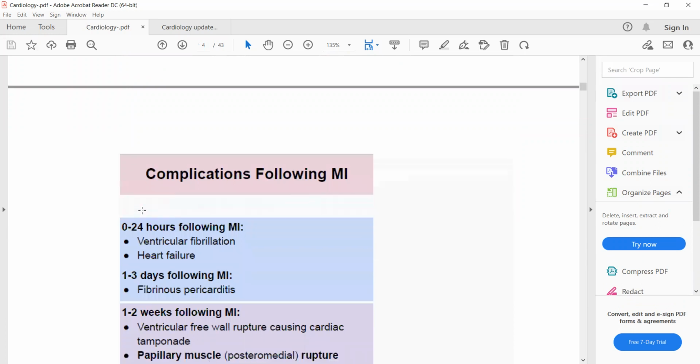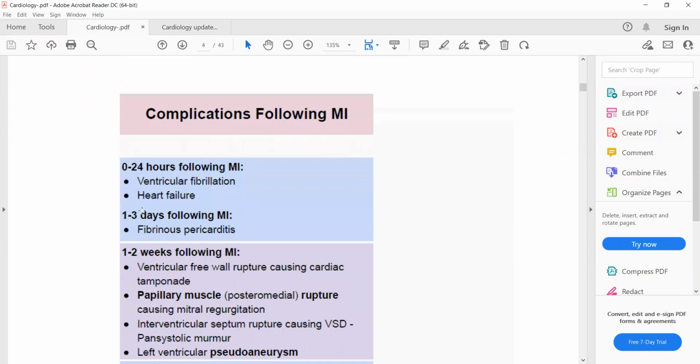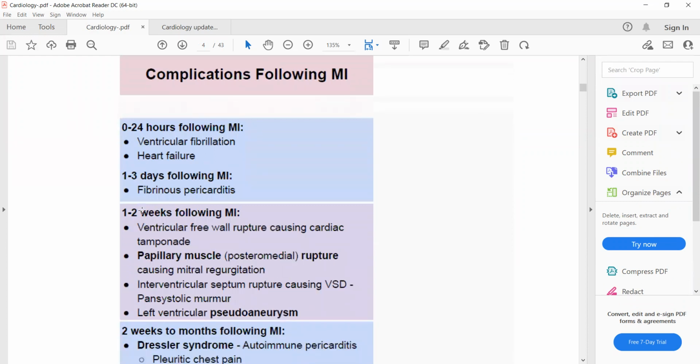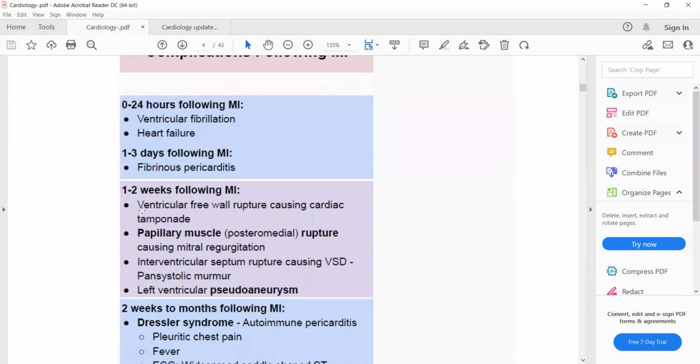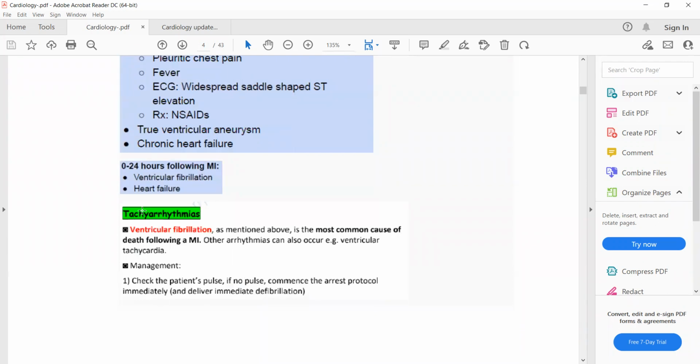Now we are going to discuss some complications of myocardial infarction. What are the immediate complications and what are the long-term complications of MI? There are two immediate complications of MI that can occur within minutes to hours, or within 24 hours after MI.